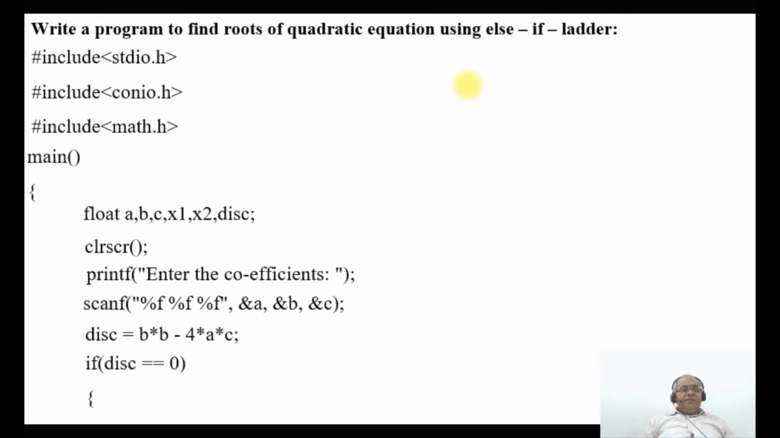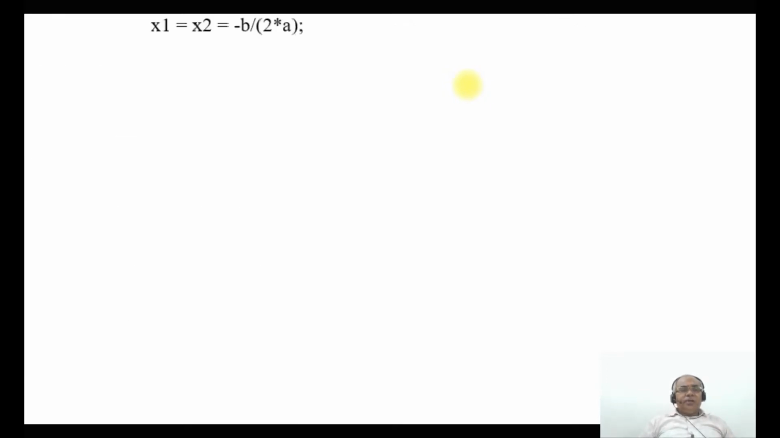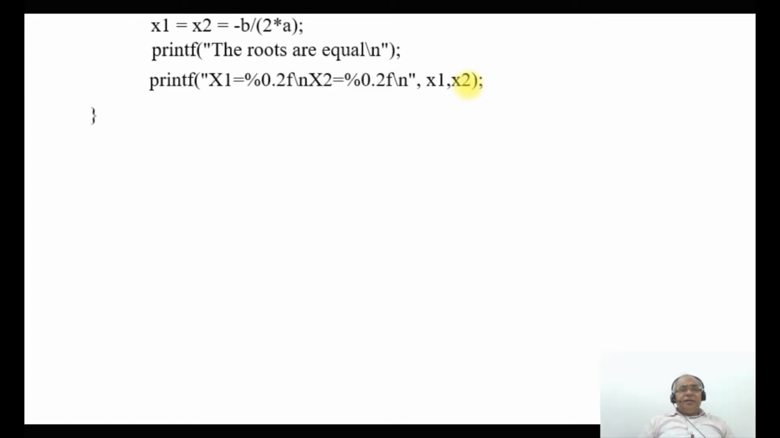Now if disc is equal to 0, that is, if the discriminant b square minus 4ac becomes 0, then x1 is equal to x2, which is equal to minus b by 2 star a. Then printf the roots are equal and backslash n. Then printf x1 will be equal to %0.2f backslash n, x2 will be equal to %0.2f backslash n, where the roots are x1 and x2, which we want to print.